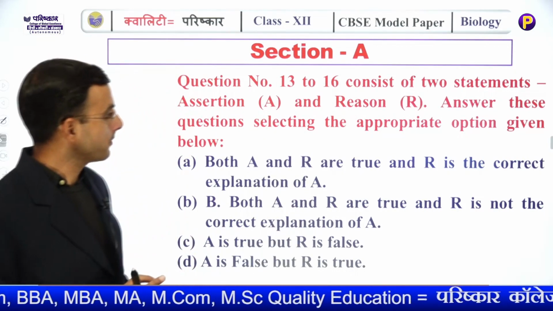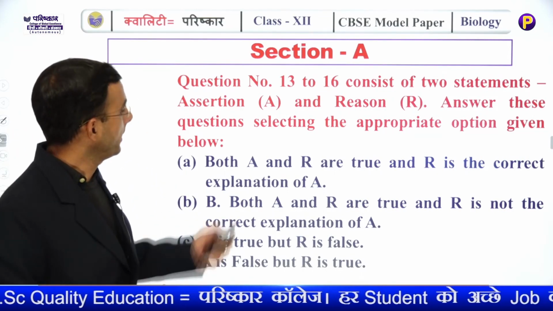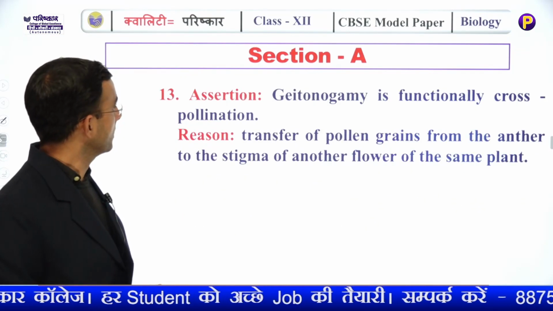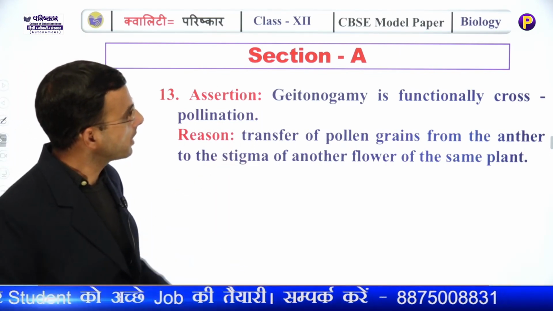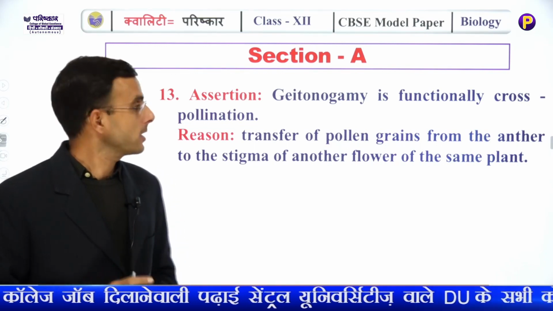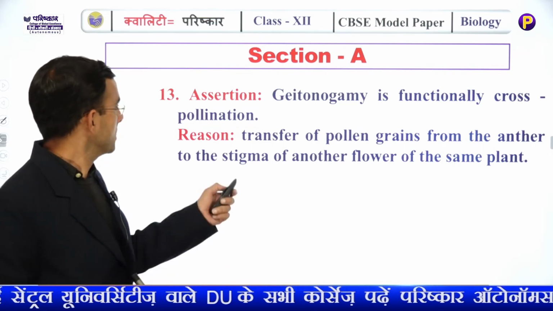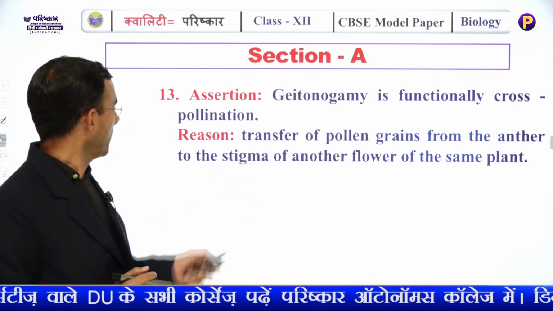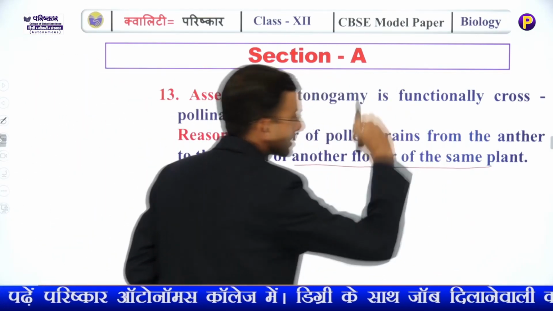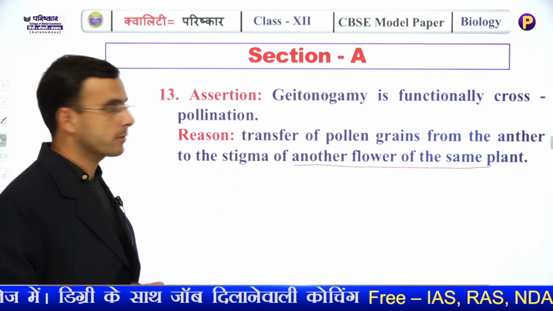In the second half of section A, there are assertion-reasoning type questions, and in that type of question you have to select the answer. So look at this one. Geitonogamy is functionally a cross pollination. Geitonogamy is part of plant embryology. The reason is the transfer of pollen grain from the anther to the stigma of another flower of the same plant. So it is an example of cross pollination.